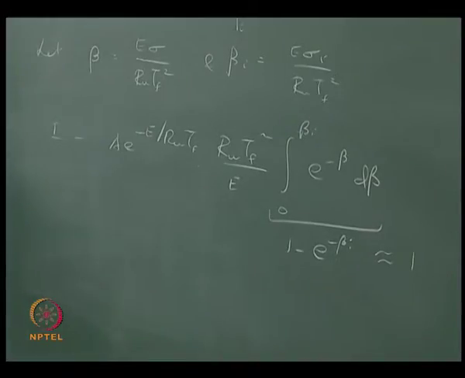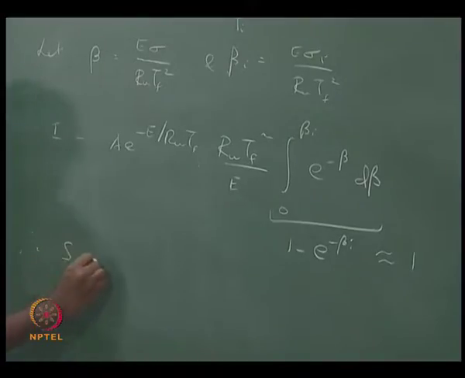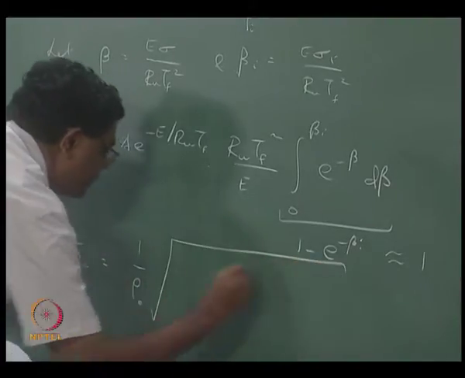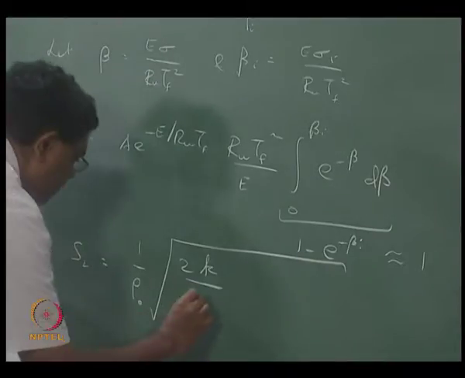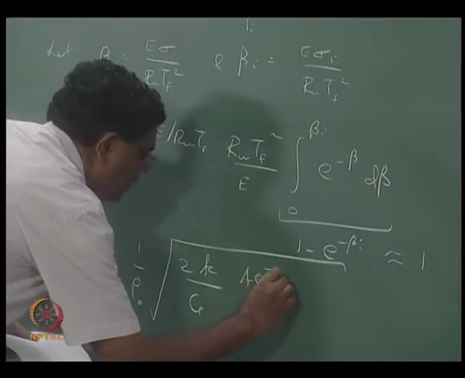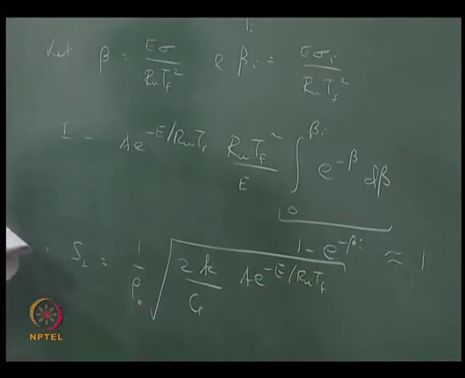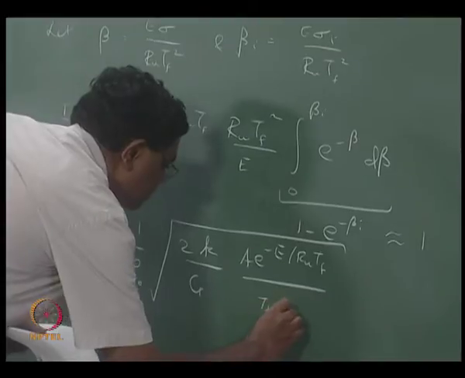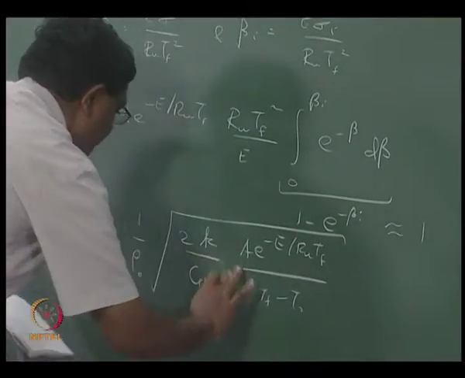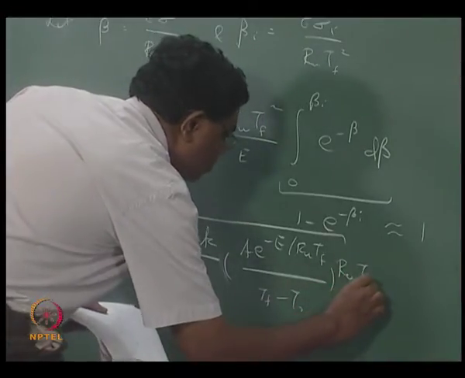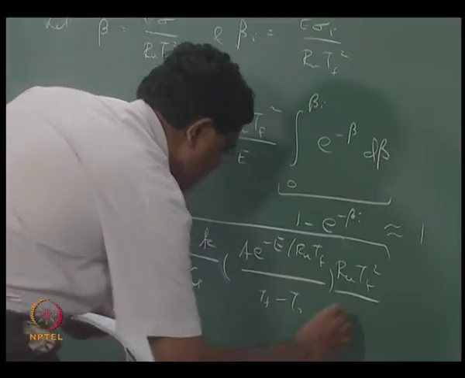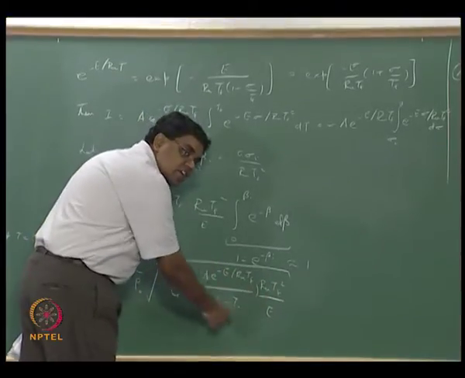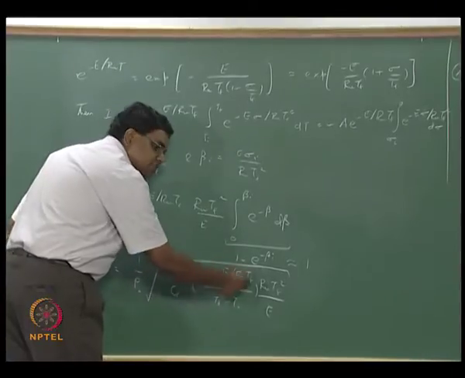And then from there on we should now be saying therefore SL is equal to 1 over rho naught integral 2k divided by Cp A e to the minus E over RUTF, that is W naught infinity for a 0th order reaction, divided by TF minus T naught times RUTF squared divided by E. So E times TF minus T naught divided by RUTF squared is the Zeldovich scaling factor showing up in the denominator of W naught infinity.